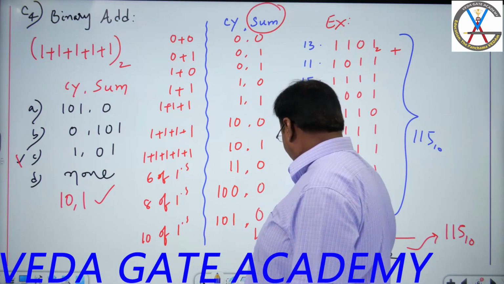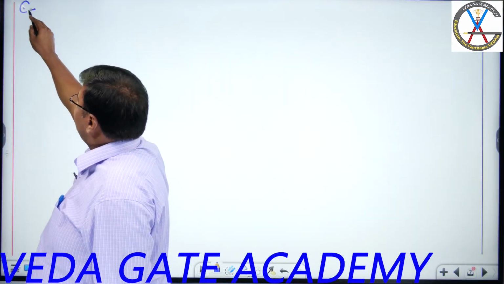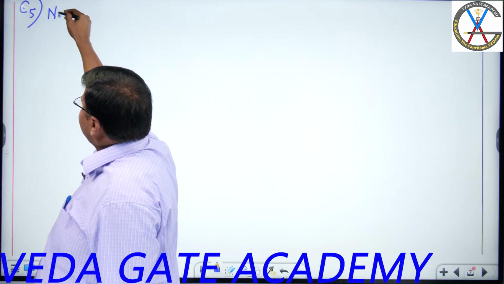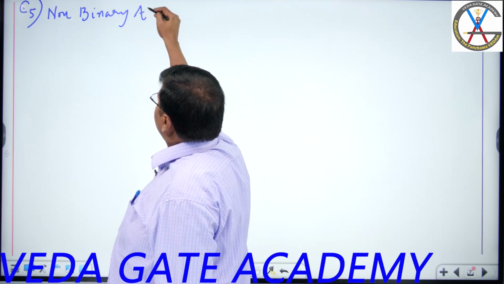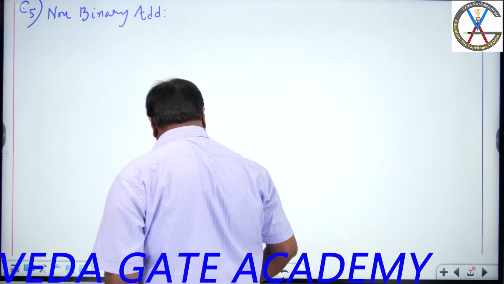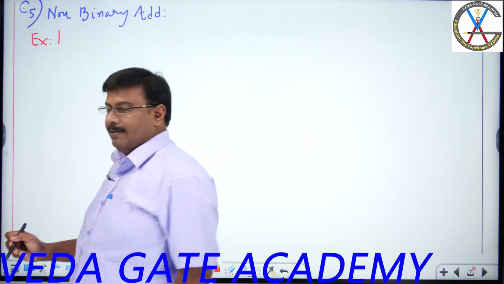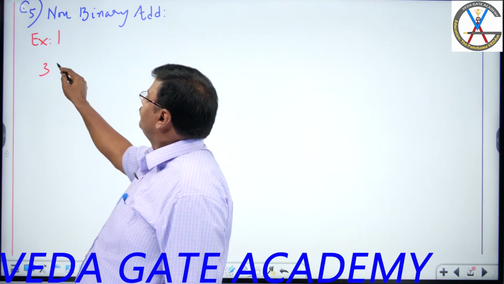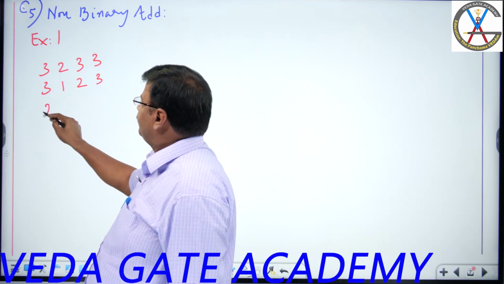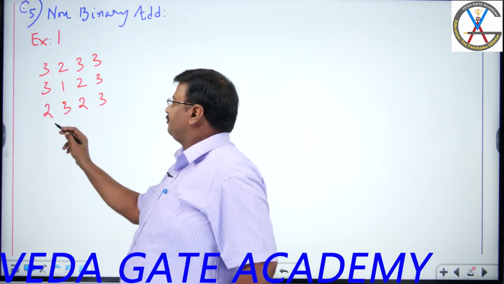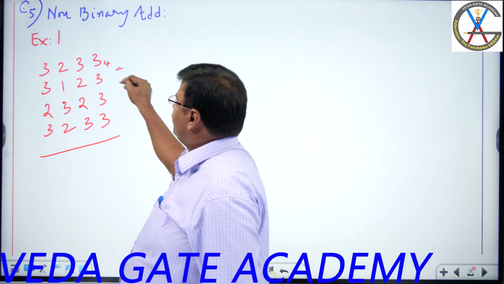Concept number 5, non-binary addition. Let us see different examples. Example number one. We have nibble numbers: 3233, 3123, 2323, 3233. Addition of all these base four numbers.